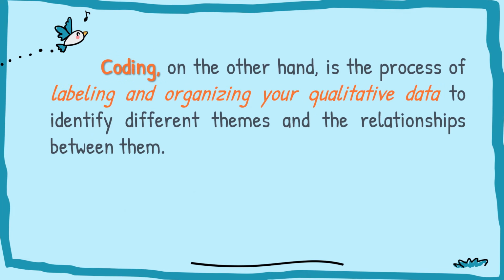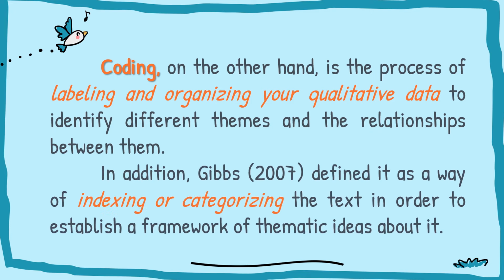Coding, on the other hand, is the process of labeling and organizing your qualitative data to identify different themes and the relationships between them. Coding involves assigning a word, phrase, number, or symbol to each coding category. The codes can be based on ideas, concepts, terms, phrases, and keywords that suggest how the associated data segments inform the research objectives. In addition, Gibbs of 2007 defined it as a way of indexing or categorizing the text in order to establish a framework of thematic ideas about it.